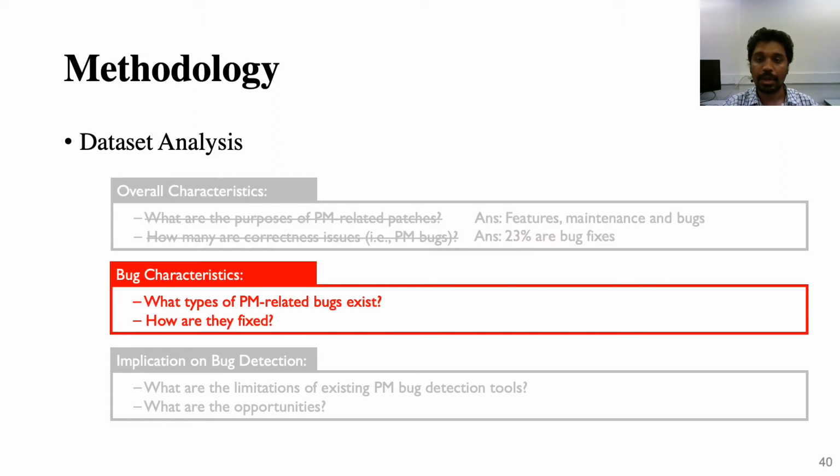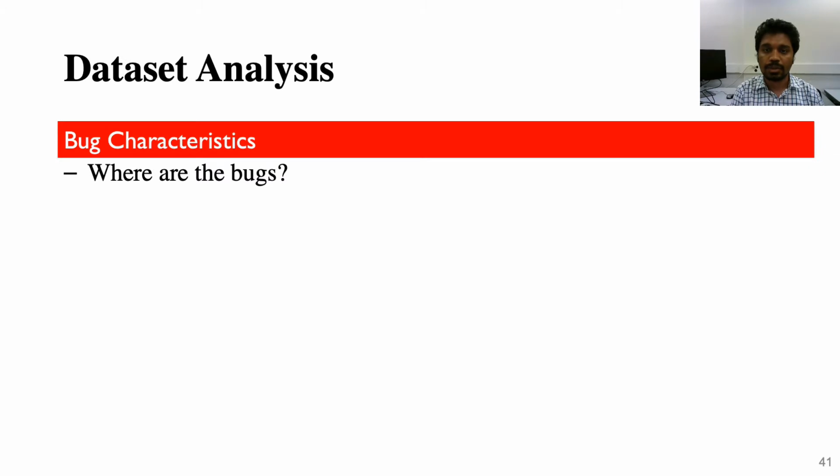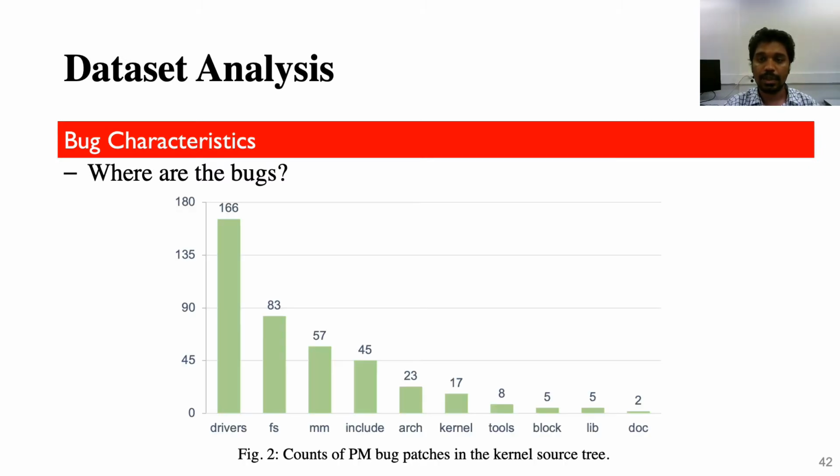Next, we look into bug characteristics. First, we identify where the bugs are in the Linux kernel. This figure shows the distribution of PM bug patches in the Linux kernel source tree. For simplicity, we only show the top-level directories in the kernel on the x-axis. The y-axis shows the number of PM bugs reported.